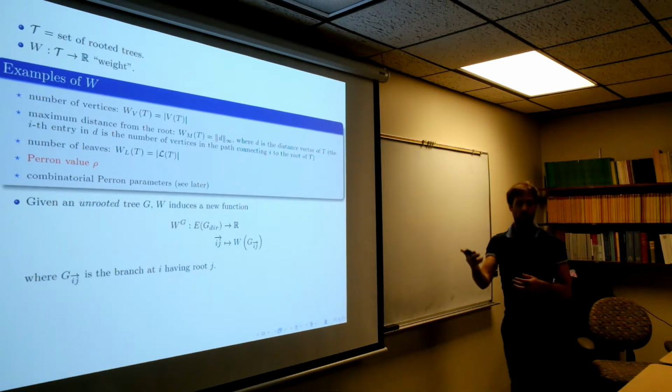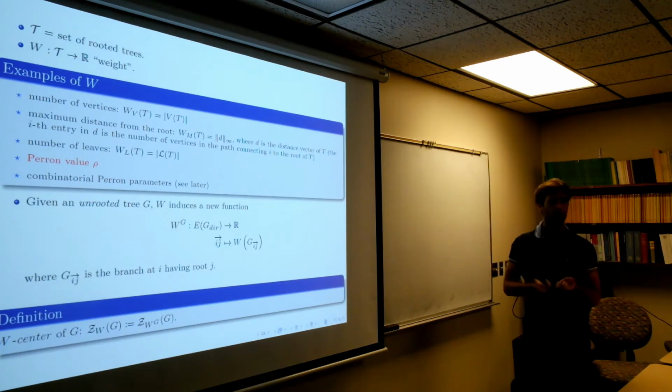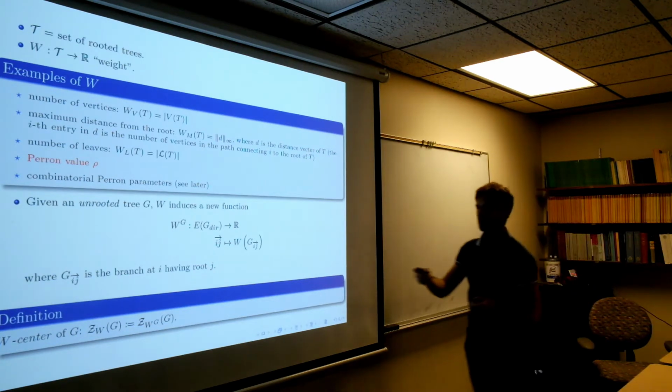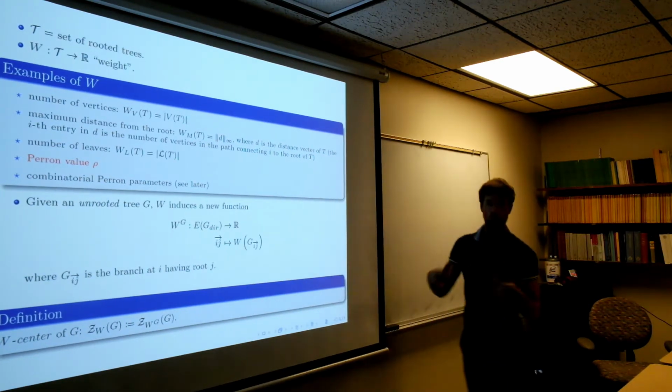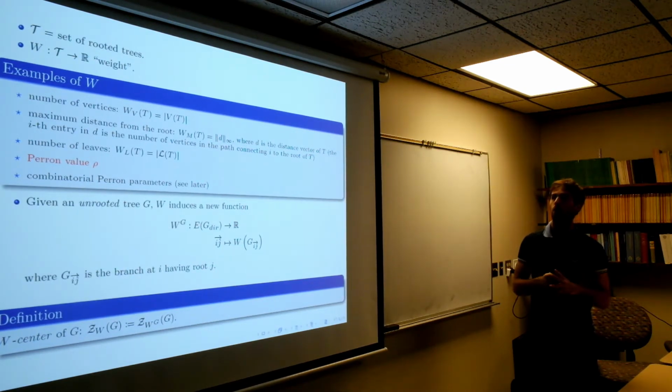And we notice that this function here, WG, is exactly a mu function. So it's a function taking an arrow and assigning to it a real number. So it's a function that we like, and we can use it for free to define a W center of the graph. So we say that the W center of G is the mu center of WG. Okay, so we see from here that for free, whenever we have a weight on the set of rooted trees, we can define a center for any tree G.